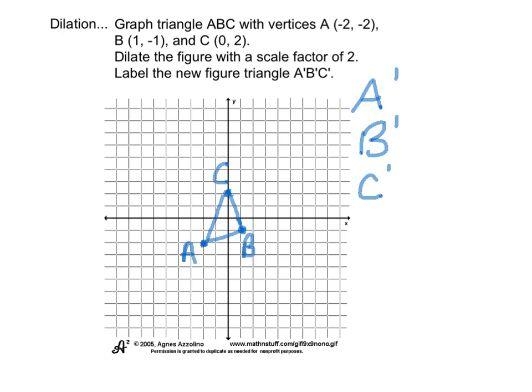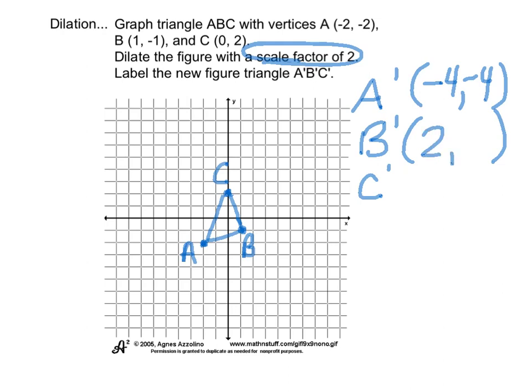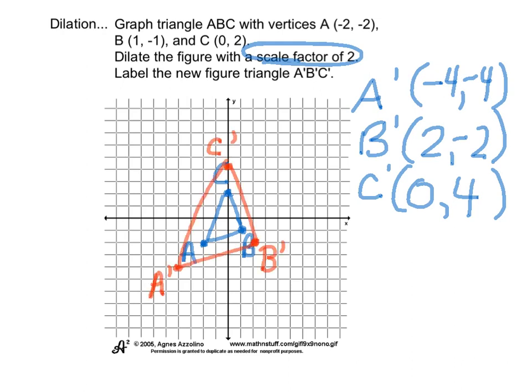So each of the coordinates are going to be multiplied by a scale factor of 2. So that means that the x-coordinates multiplied by 2 and the y-coordinates multiplied by 2. For A', I get (-4, -4). For B', I get (2, -2). And for C', 0 times 2 is still 0, and 2 times 2 is 4. So my new triangle A', B', C' looks like this and has coordinates (-4, -4), (2, -2), and (0, 4). With a scale factor of 2, I've enlarged the triangle 2 times the size.